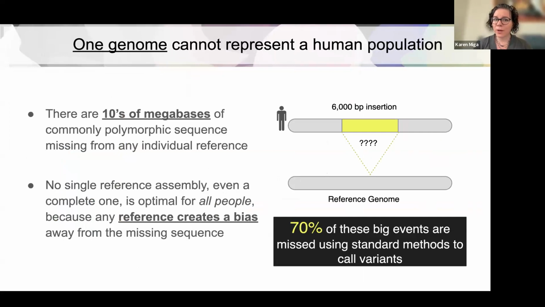And finally, we know that one genome cannot possibly represent the human population because there are large events called structural variations that are very difficult to measure with short read data sets alone. Here, what I'm showing you in the cartoon is a 6 kb, or 6,000 base pair, insertion that's not found in the reference genome. And prior studies had shown that if you take short read data, you miss about 70% of these bigger events.